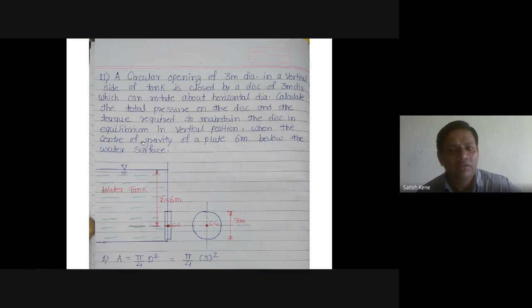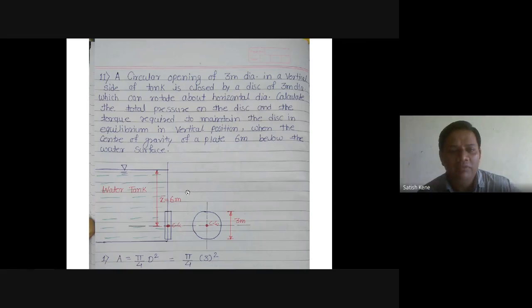And lastly, one statement is given here: the center of gravity of the plate. This is the gate, the circular disc, this is our x-axis and this is the y axis. Obviously the center of the circle is the center of gravity of the disc. From the liquid surface up to this horizontal x-axis, that is our x bar. It is clearly given that the depth is 6 meter below the water surface. So the value of x bar is directly given, that is 6 meter.